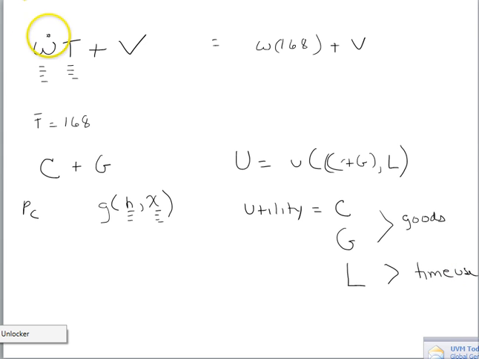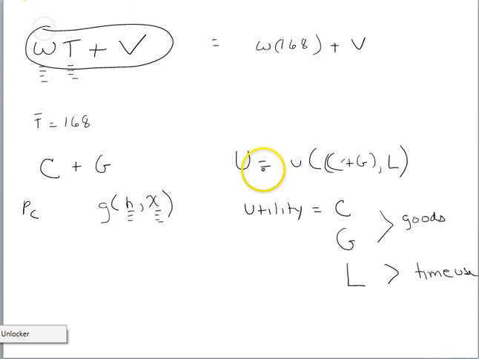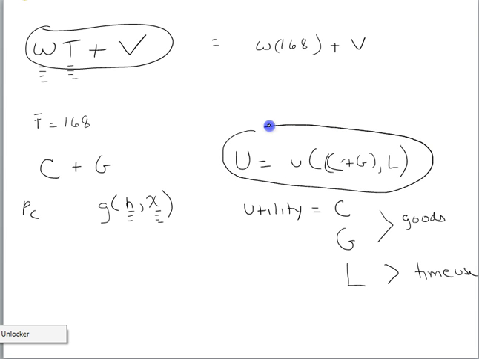So here we're going to face this constraint, and we're going to try to identify where we maximize utility from consumption goods, household produced goods, and leisure. That's a little bit different than we've explained so far. It's a little bit different than the book explains as well.